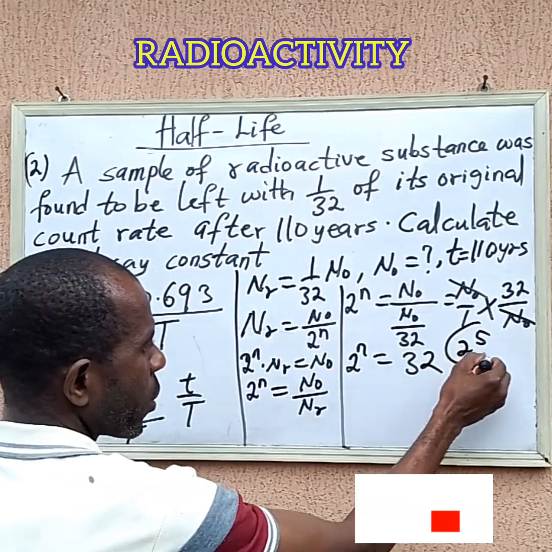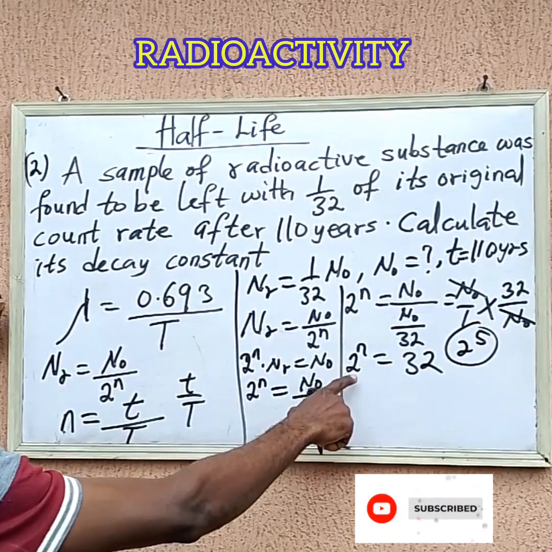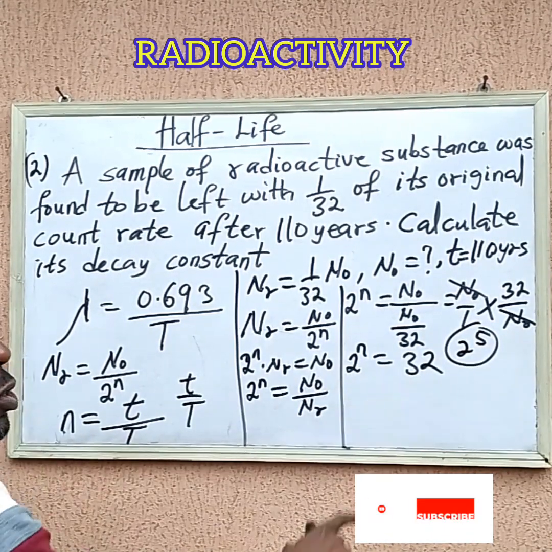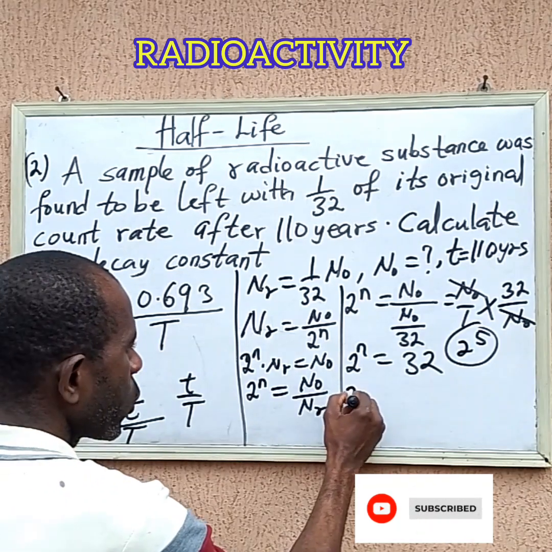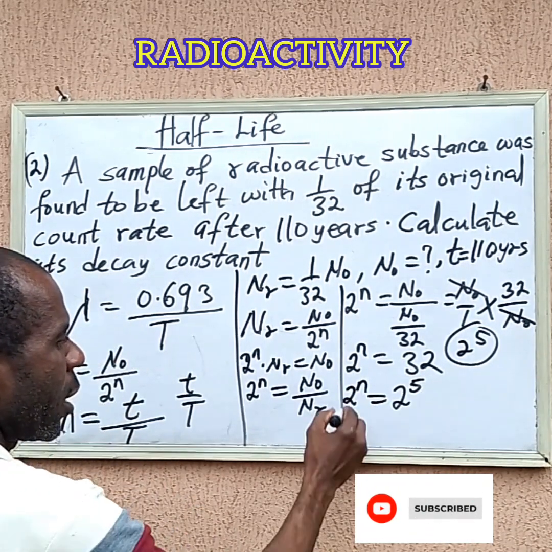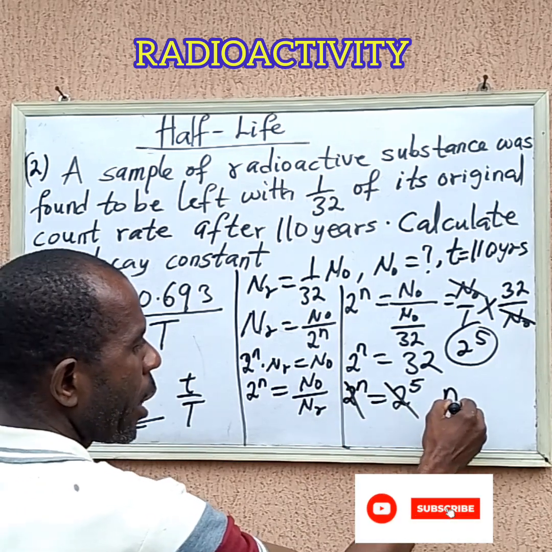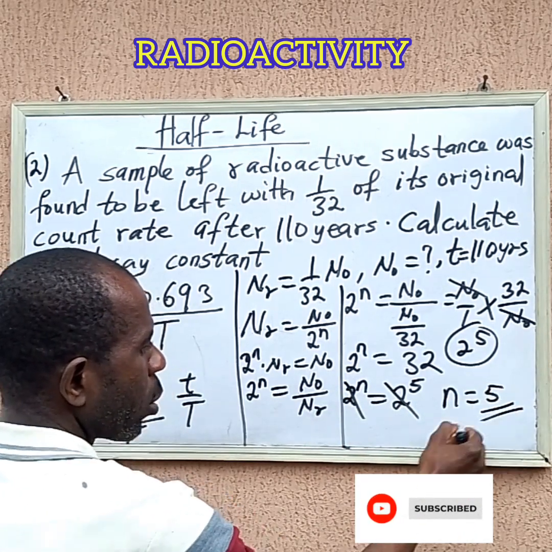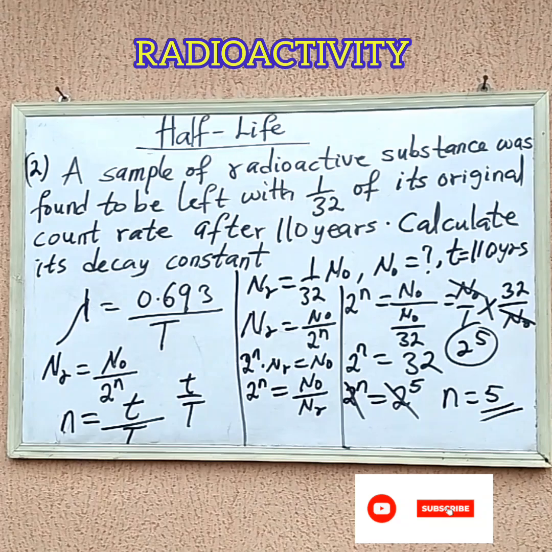Let us express it that way so that we can cancel out the base. We want to express this one to base 2. So that we have 2 raised to power n equal to 2 raised to power 5. Then this one and this one can go, and your n is equal to 5.